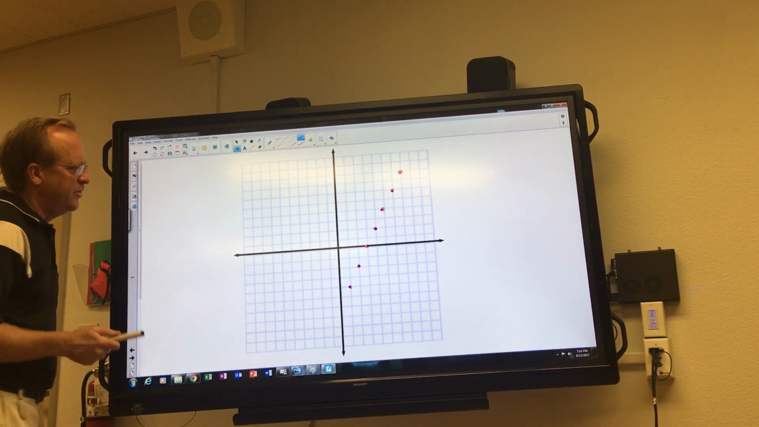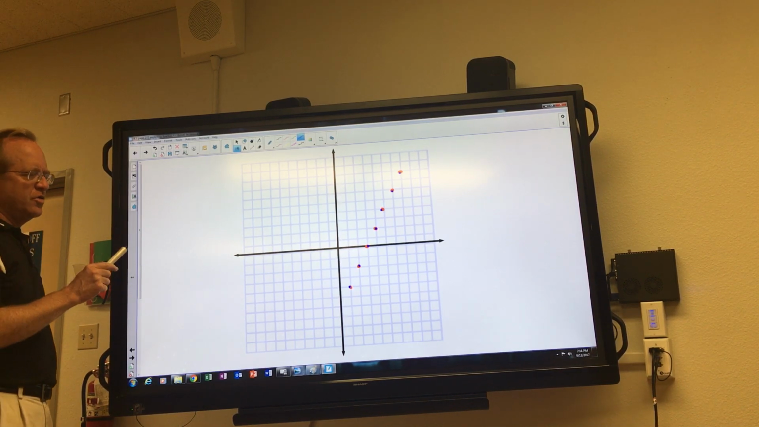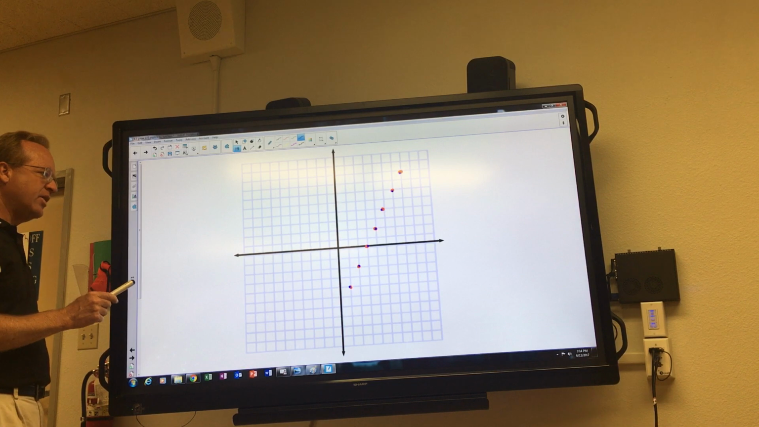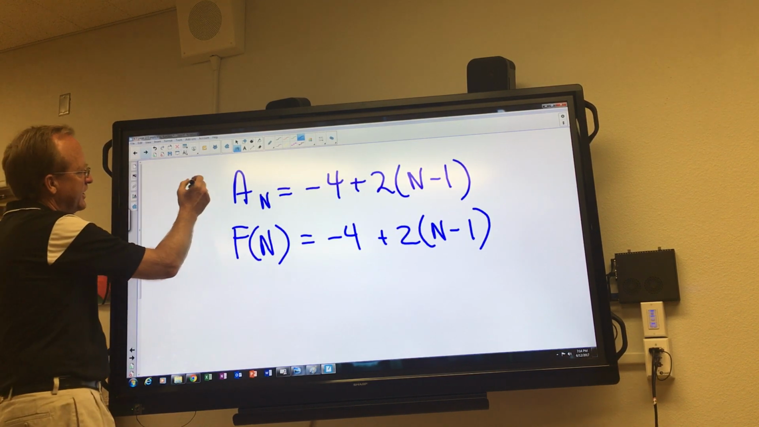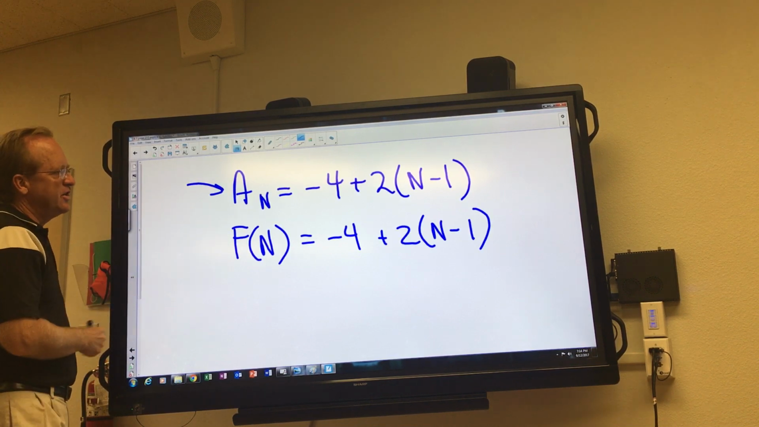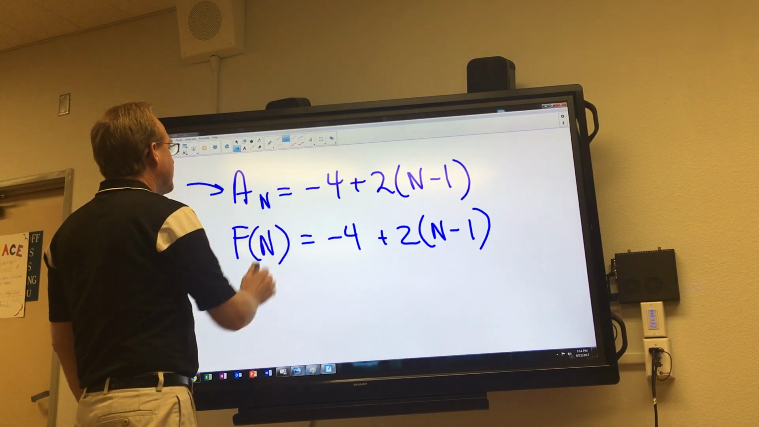Now, you know from your previous work that if you have a line on a coordinate plane, you can reverse engineer that line into a function. Question is, can you take an explicit formula and change it into a function? The answer is yes, you can. Here's what we're going to do.